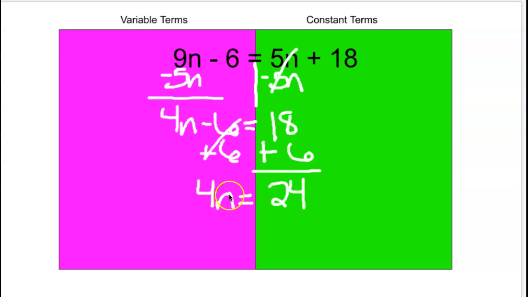So this is 4 times n, so we use the inverse operation. Divide by 4, gets rid of it, and then 24 divided by 4 is 6, so n equals 6.